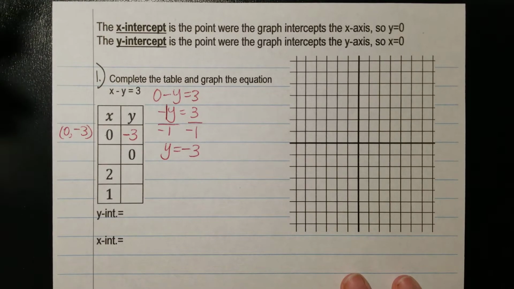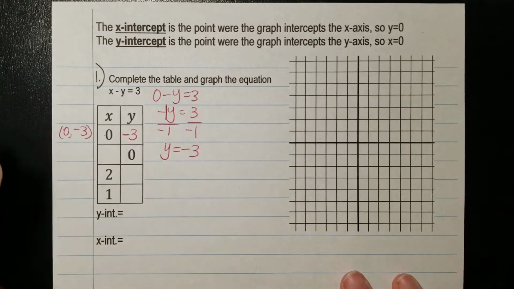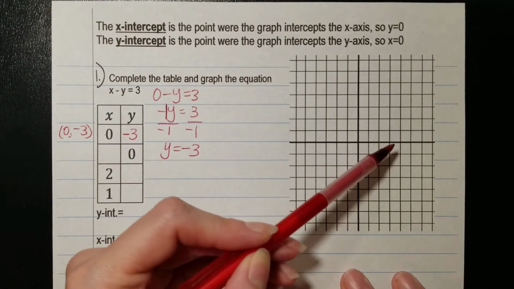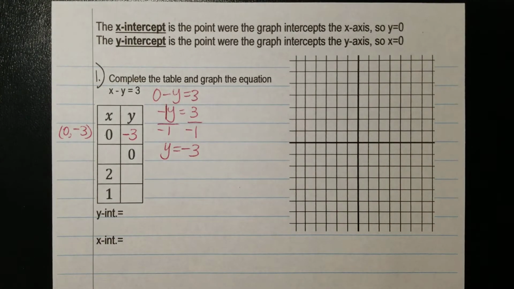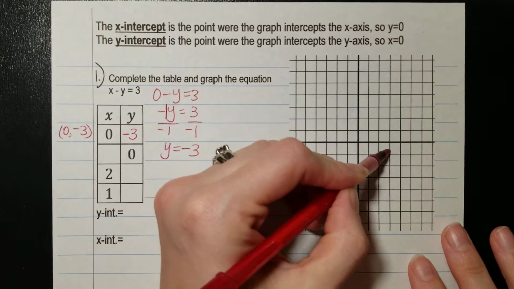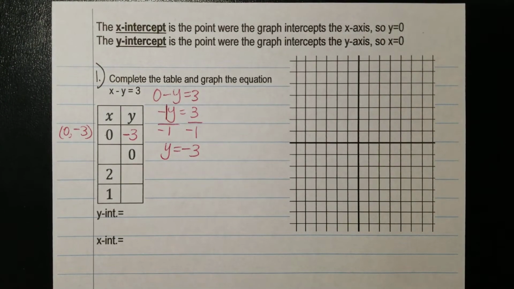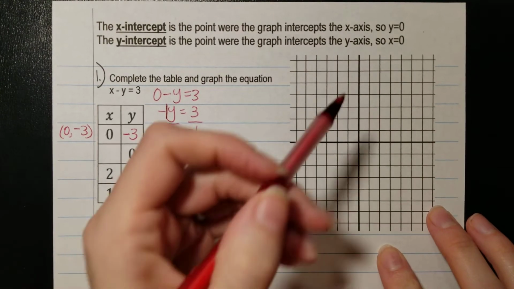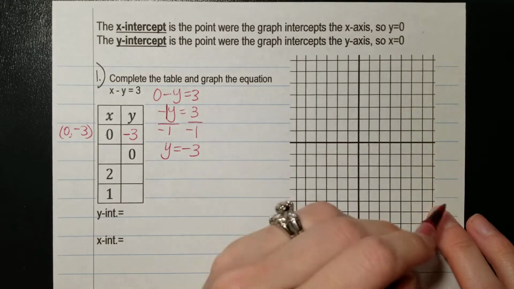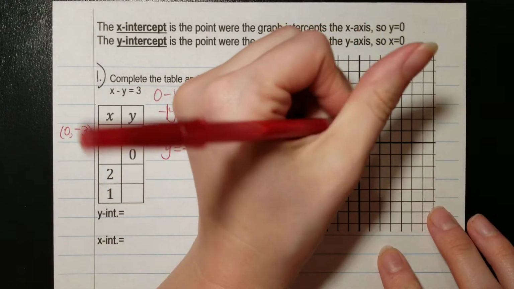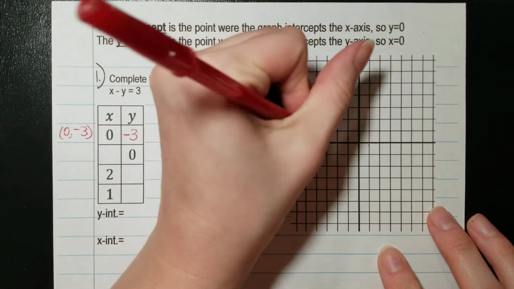All right, and so that means that the point 0, -3 is a point on the graph of this equation. Normally when I'm doing graphs, I don't bother writing 1, 2, 3, 4, unless I'm needing to scale my graph with a different scale, like if I needed to go 10, 20, 30, then I would label it. So I just assume that each square is 1 unit. All right, so 0, negative 3 would be here.